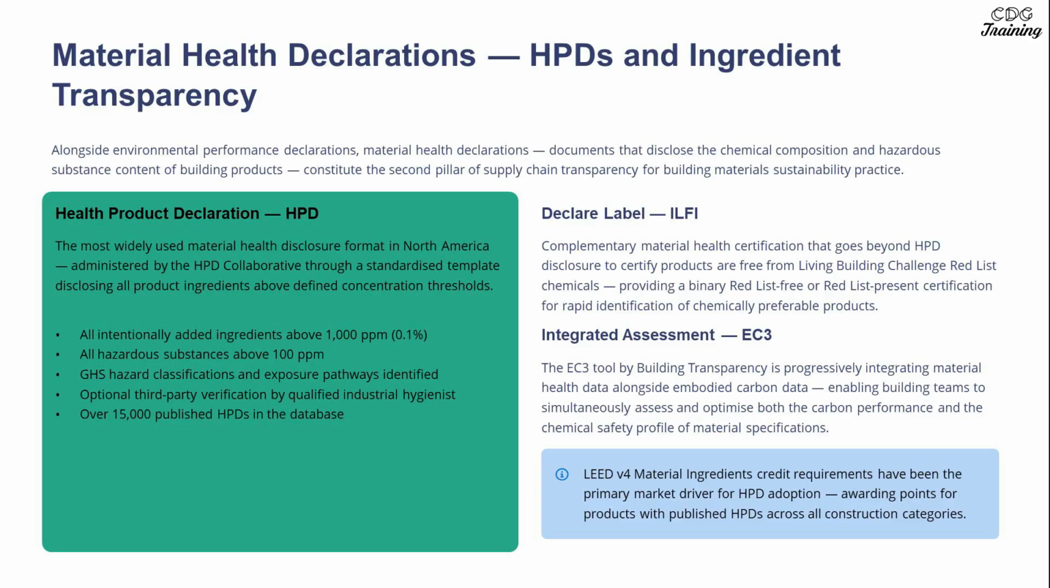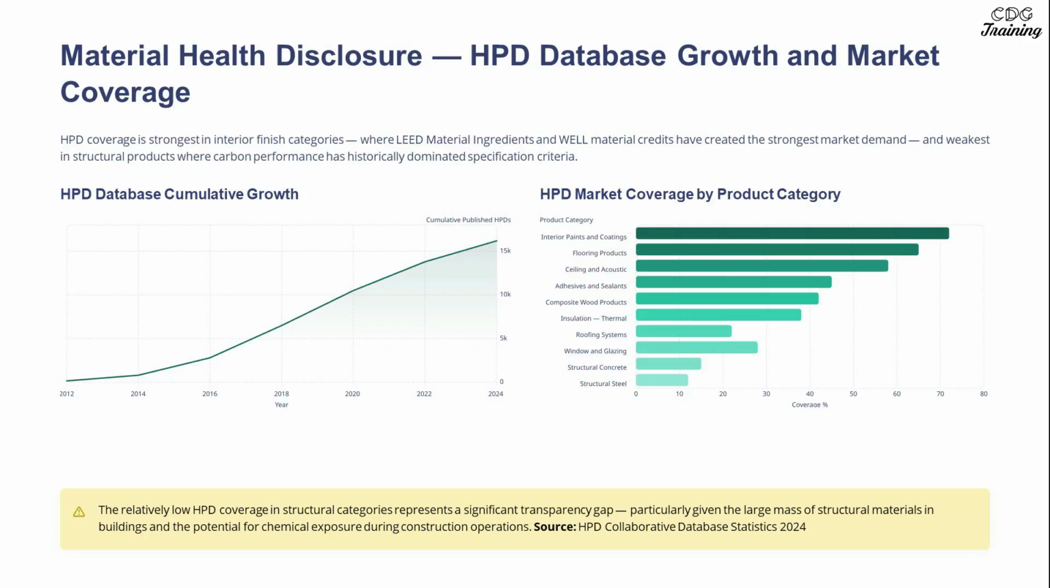Material health declarations reveal the chemical composition of building products, supporting transparency and safety in the supply chain for sustainable practices. The HPD database has expanded significantly, with certain categories showing strong market coverage, emphasizing the importance of transparency in material health.